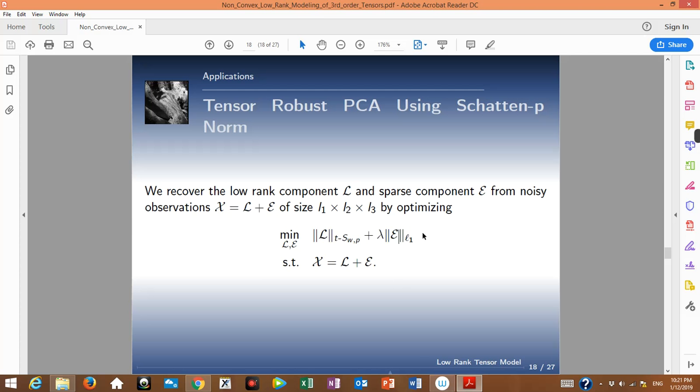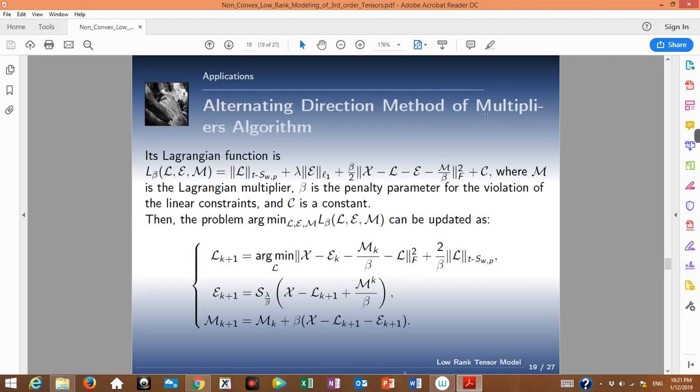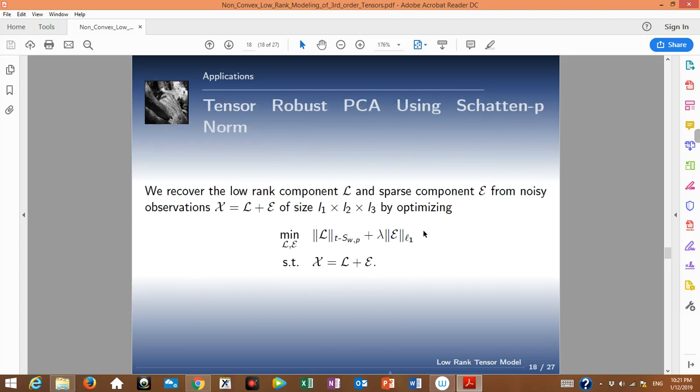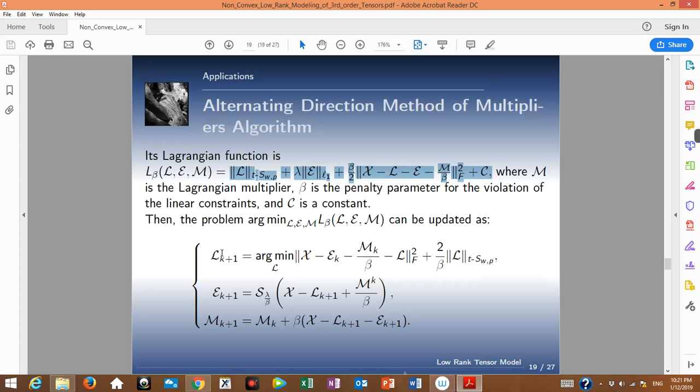So this optimization problem can be solved by using the ADMM algorithm. Because the Lagrange function is in this way, we can use ADMM to solve this optimization problem very easily. So this is the iteration steps. And you know that those steps have a very deep connection with neural networks. Each iteration is like a layer in the neural network. So this method has a very deep connection with deep learning.